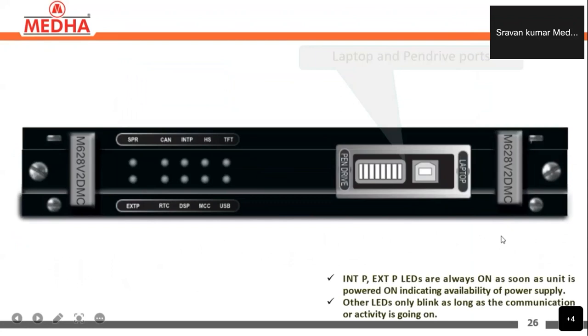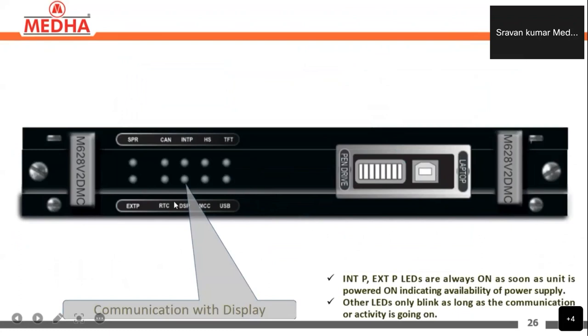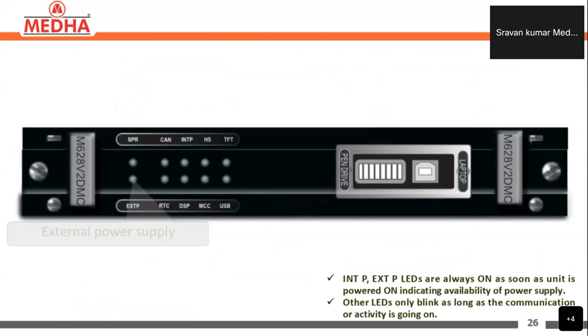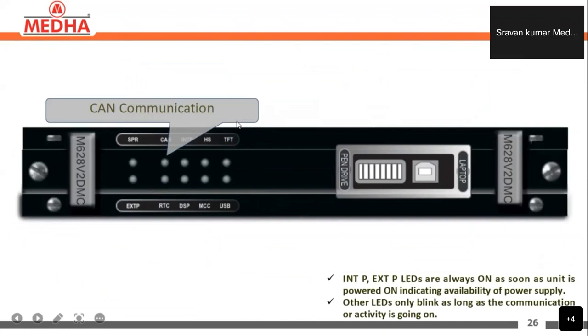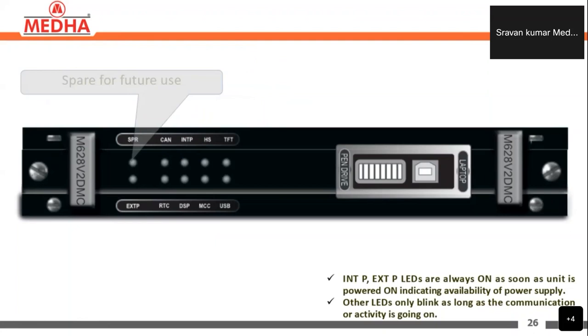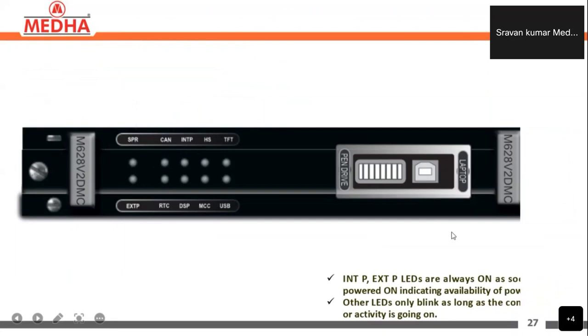So here we can see the laptop and pen drive. Different LEDs are given here: communication with display, communication with MCC, communication with RTC, the external power supply LED, communication with TFT displays, CAN communication LED, software running, health status, and a spare for future use. So these are the LEDs given here. And as we have discussed, the pen drive and USB ports, here you can see. So that is about the DMC card.